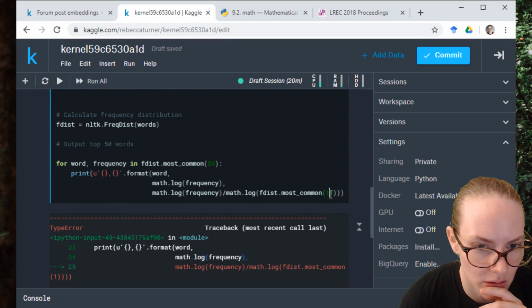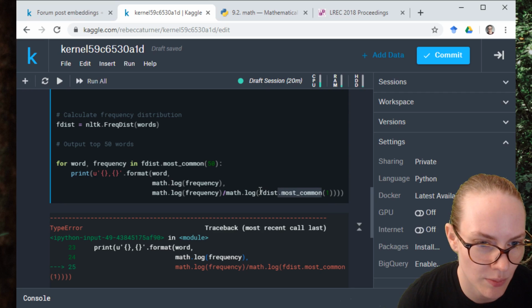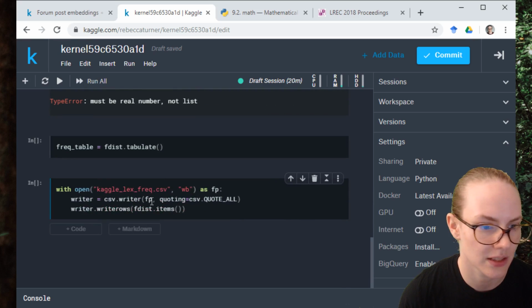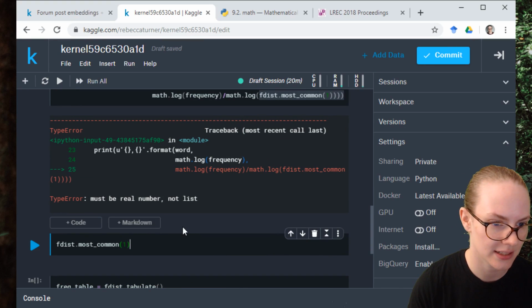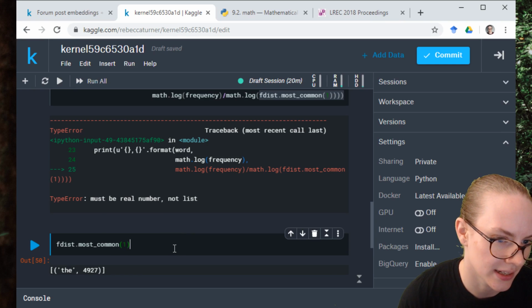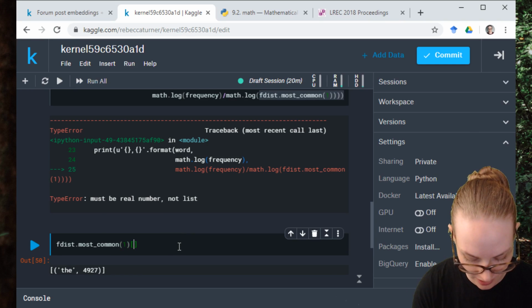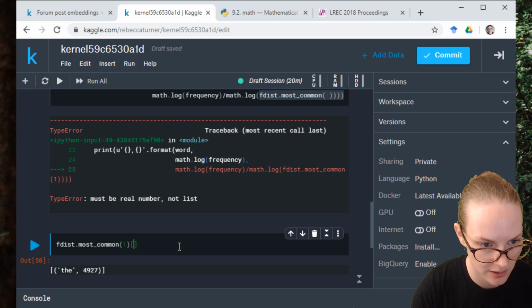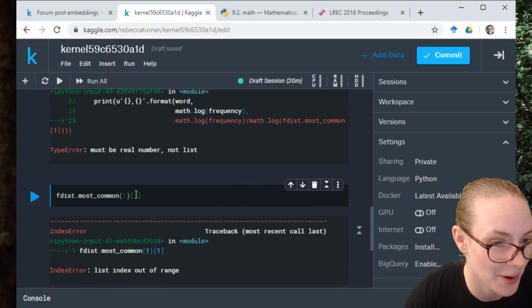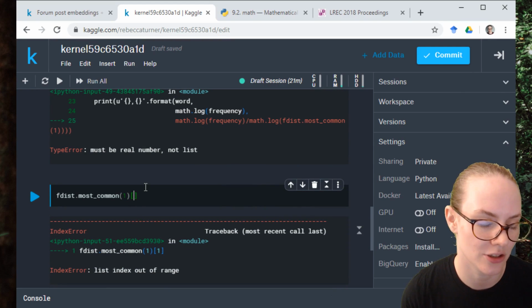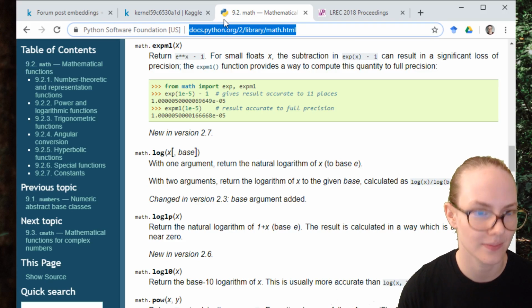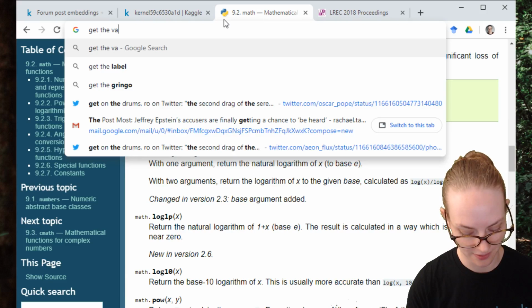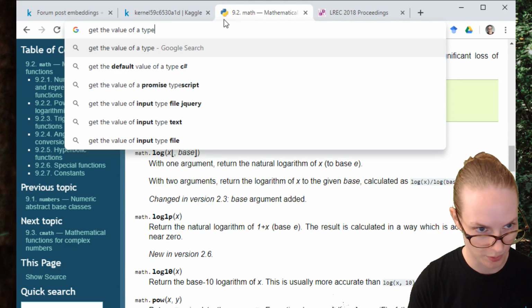Gotcha. So I think my way of getting the most common word is incorrect. Let's double check. So we're going to need to get it as... All right, it's a list, so we actually need... Oh, that worked. That won't work. No, it's not. It's a tuple. Get the value of a tuple. Python.